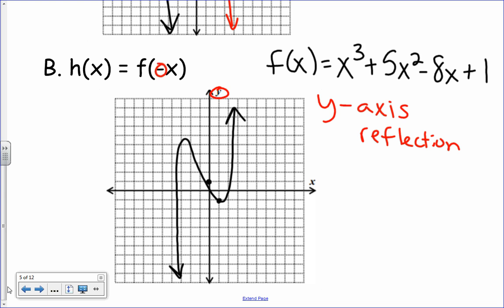Now, our y-axis is right here, going up and down. So everything from the right comes to the left. Everything from the left goes to the right.